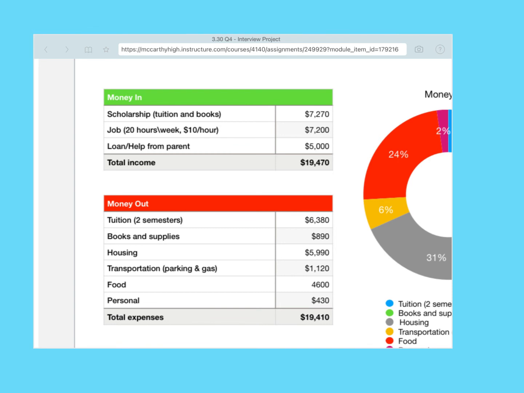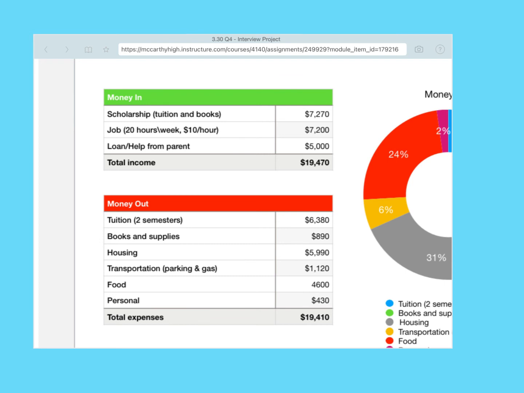If you know that you get your hair and your nails done every other week, that personal expense is gonna be larger. If you know that you're gonna go to the movies, go out to dinner, those personal expenses are gonna be larger. If you stop at Starbucks every day on the way to class, that personal expense is gonna be larger, so think about it. So notice the total at the bottom is like $19,410.